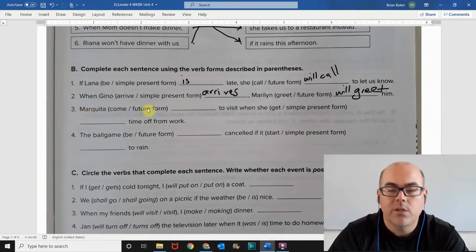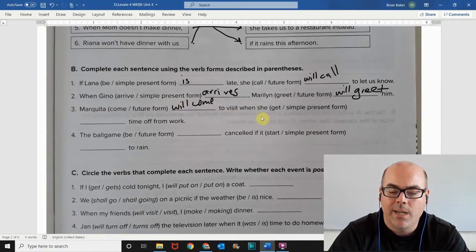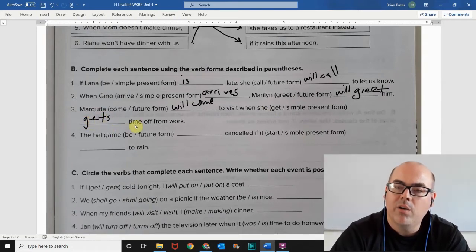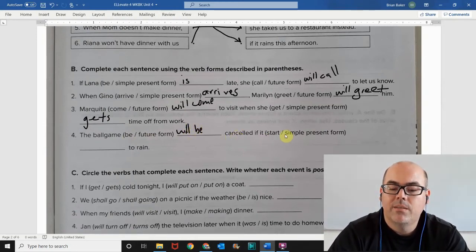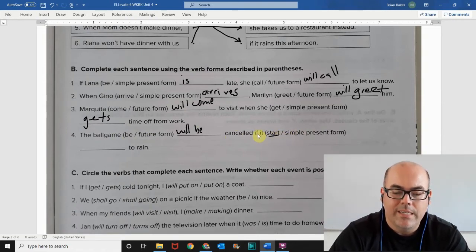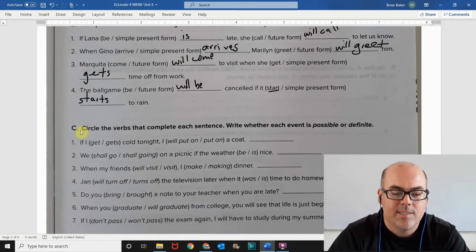Number three, Marquita, we need future for come. So will come to visit when she, get in simple present, gets time off from work. Number four, the ball game, to be in the future is will be canceled if it, simple present, and it's an it, so starts to rain. Very good. Let's go to exercise C.